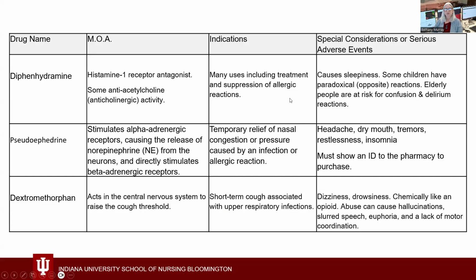Okay, so the drugs that I gave you for this chapter 39, allergic rhinitis and upper respiratory infections were diphenhydramine, pseudoephedrine, and dextromethorphan.